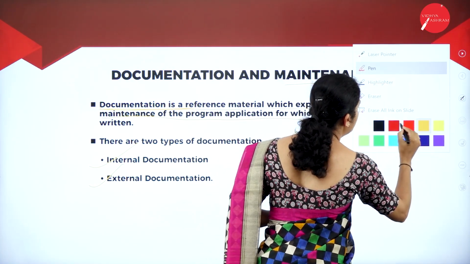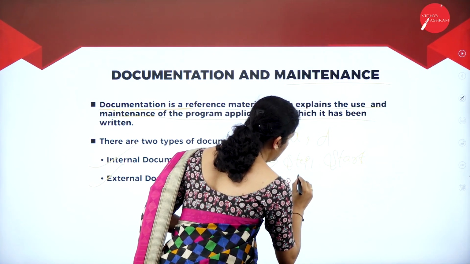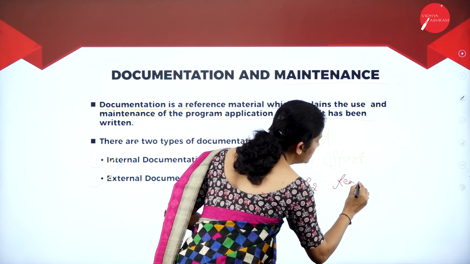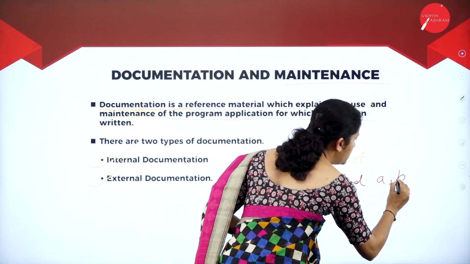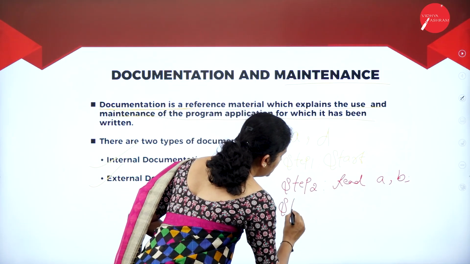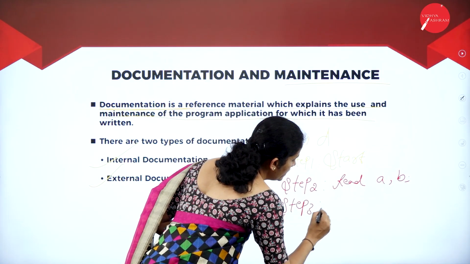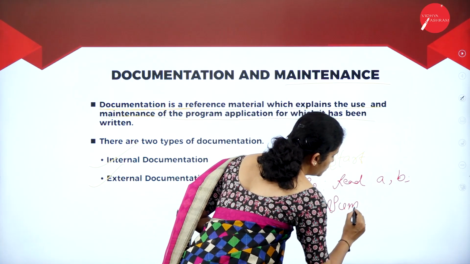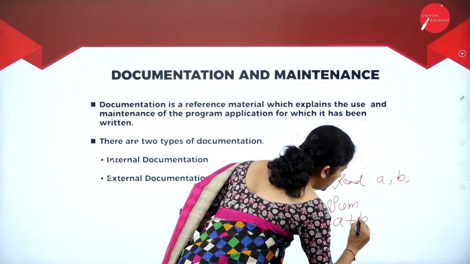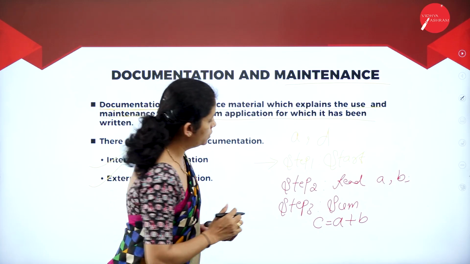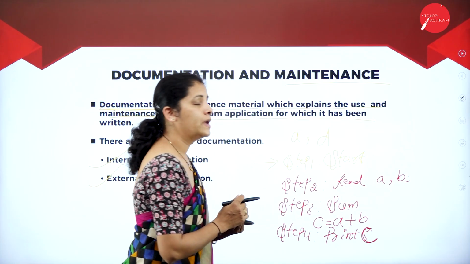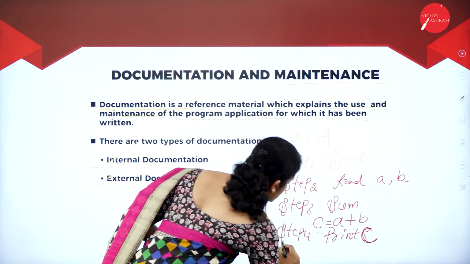Then what is my next step? That is step 2. I'm going to read A and B values. Then what is my third step? That is step 3. I'm going to find the sum, that is C equal to A plus B. After that, what am I going to do? In my step 4, I'm going to print C, that is the sum. And what is my next step? That is step 5.